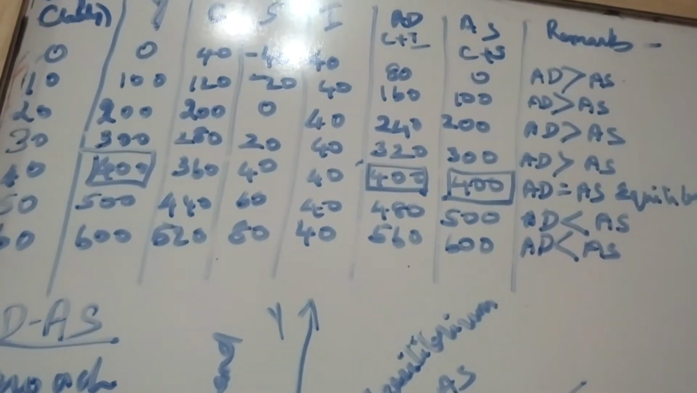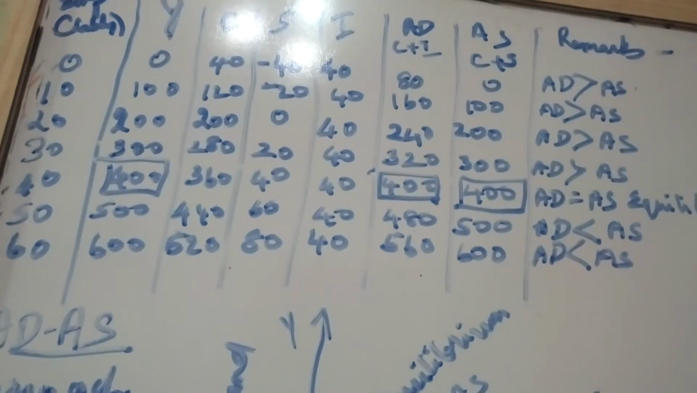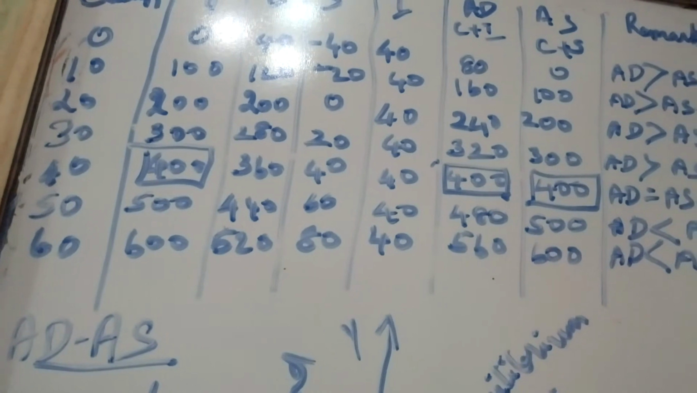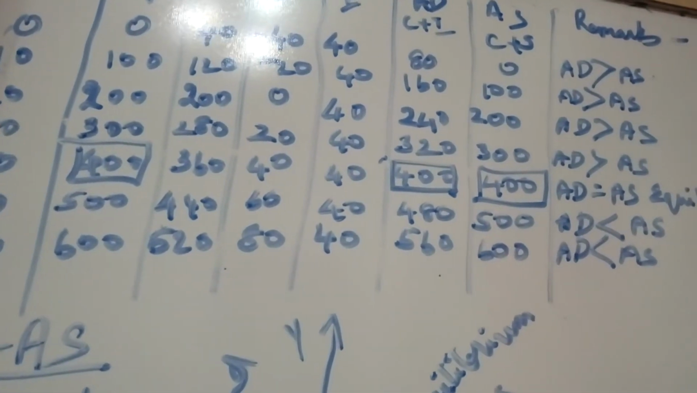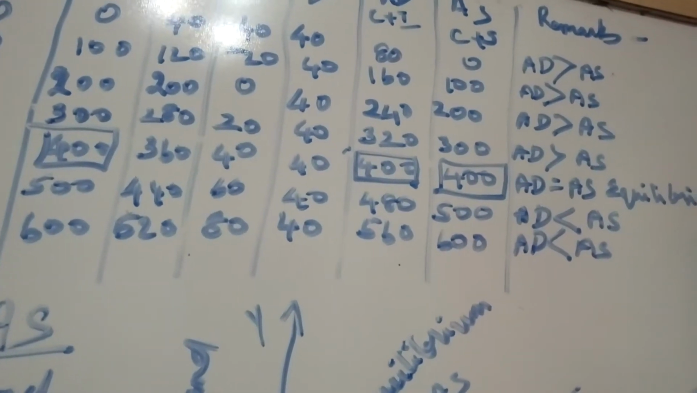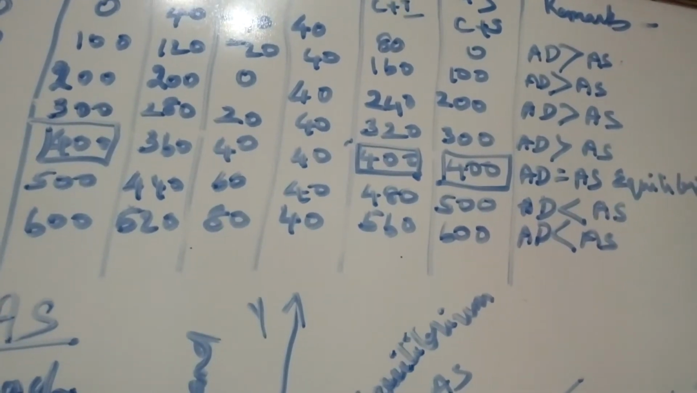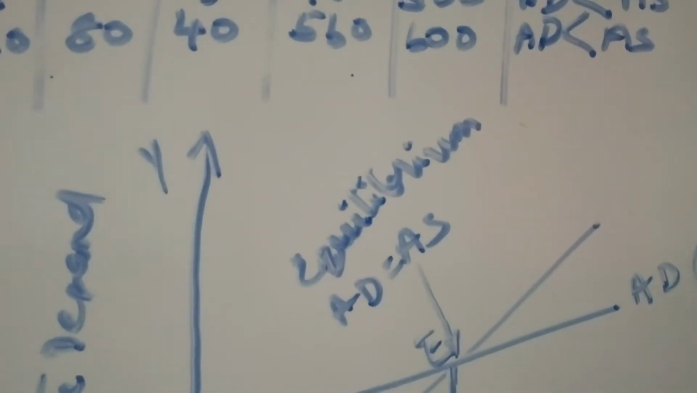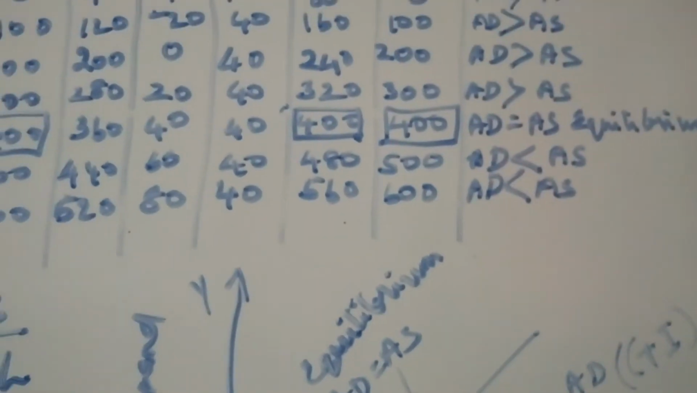So you find at 40, income 400, the consumption is 360, savings 40, investment 40, then AD is 400 and AS is also 400. So at this stage you find aggregate demand is equal to aggregate supply, that is equilibrium. So at this stage equilibrium is found in the economy.